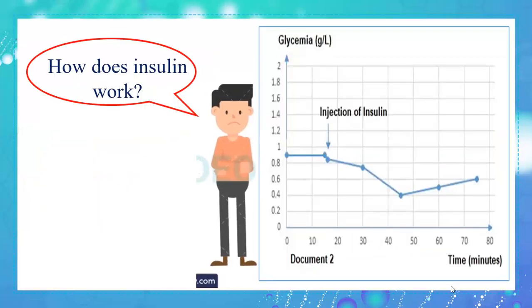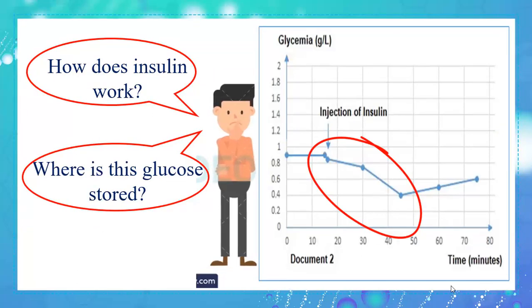But how? How does insulin work? Where is this glucose stored? What is exactly the mode of action of insulin? Well, insulin has an effect on many body cells. However, in our study, we will concentrate only on liver cells.